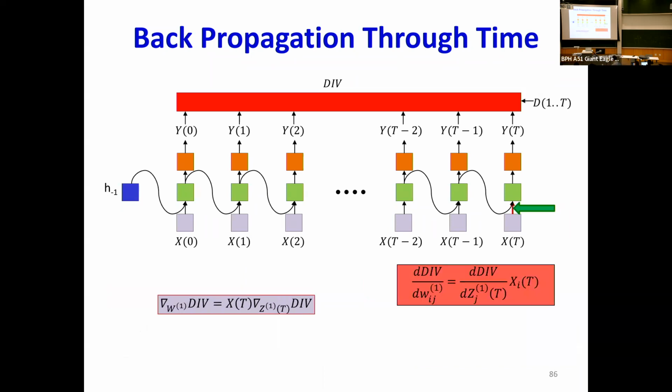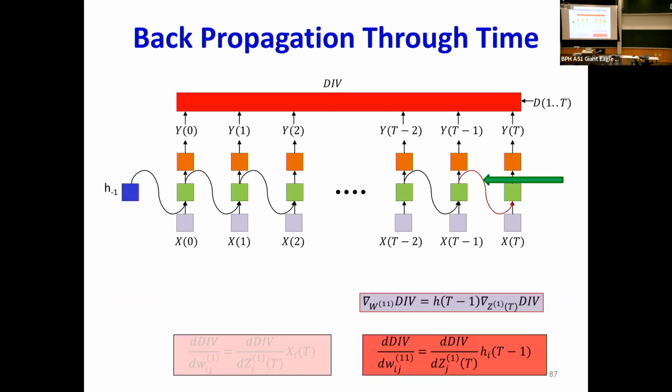And so indeed, I want to compute the derivative with respect to this weight, which is the input times the derivative with respect to Z, and with respect to this weight, which is the hidden value at time t minus 1 times the derivative with respect to Z, right? Everybody with me so far? At least I hope you are.